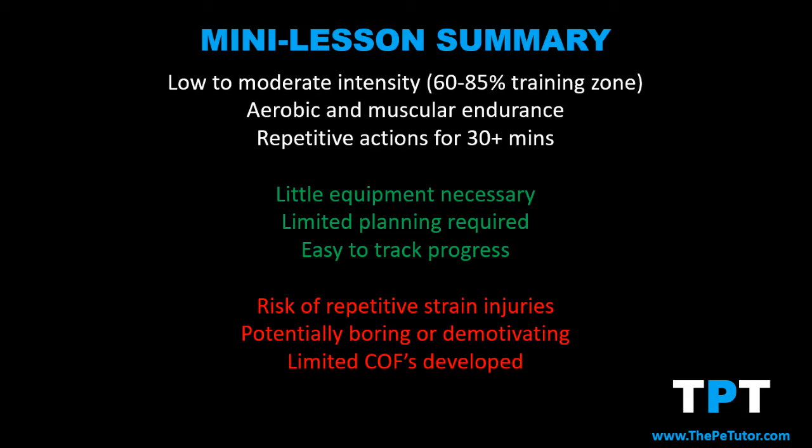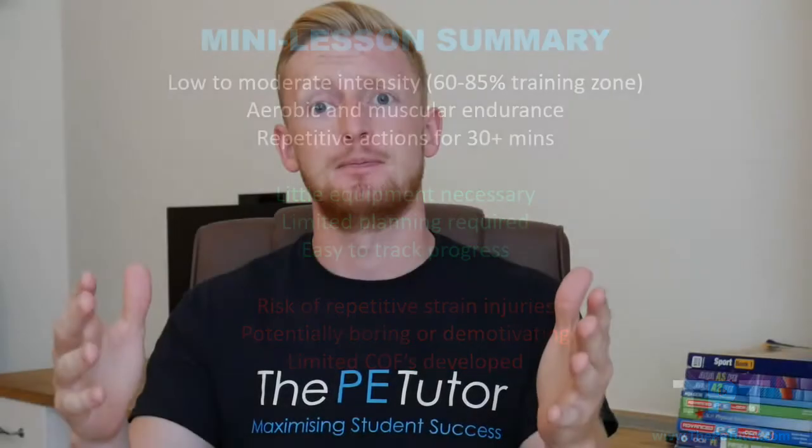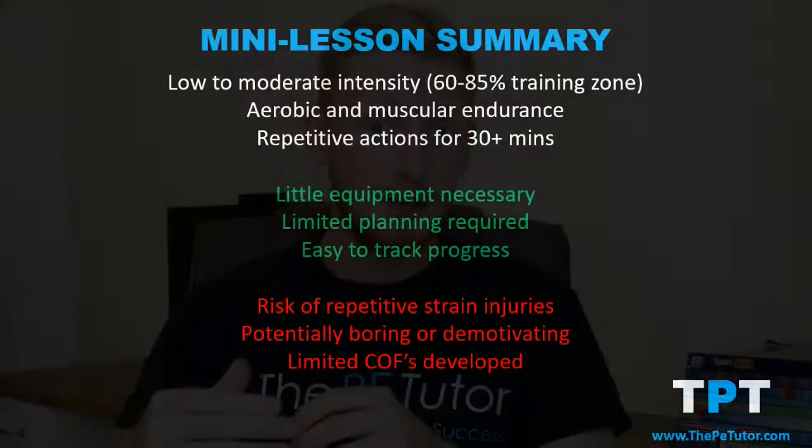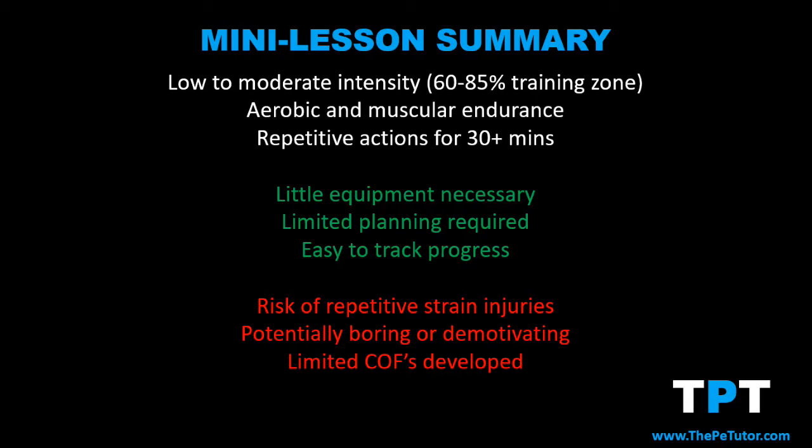To summarise continuous training, it's a method of training that's performed between low and moderate levels of intensity, or between a performer's 60 and 85% training zone. The main components of fitness that it targets is aerobic endurance and muscular endurance. It's ideally suited to repetitive movement actions that can be completed for 30 minutes or more, such as running, swimming, cycling or rowing. Care must be taken though that the performer stays in control of the movement actions, because any variation in work intensity could alter the method of training and actually move it outside of continuous training parameters.